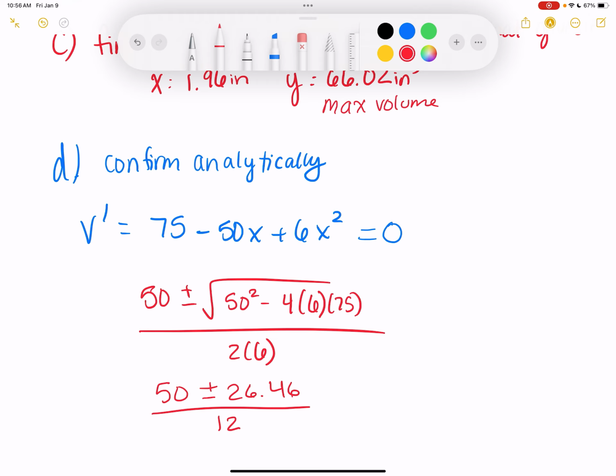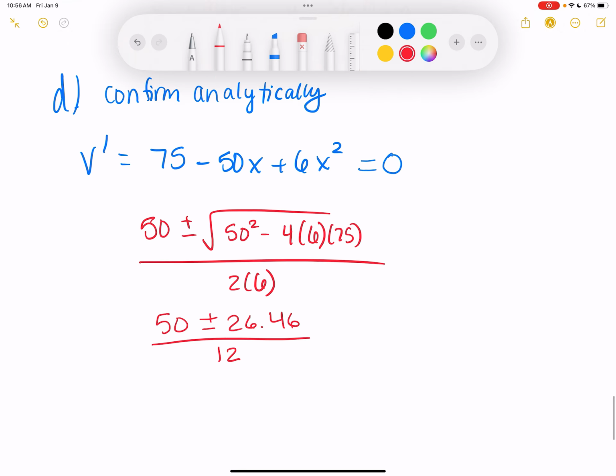When I do the minus one, I get 1.96. When I do the plus one, 50 plus 26.46 divided by 12, I get x is equal to 6.37. But I know that's going to be way too big because I cut it out from both sides. Well, if the total side is 10 inches, I can't cut out 6 inches from both sides. So I know that number doesn't work, so I can just cross that one out.